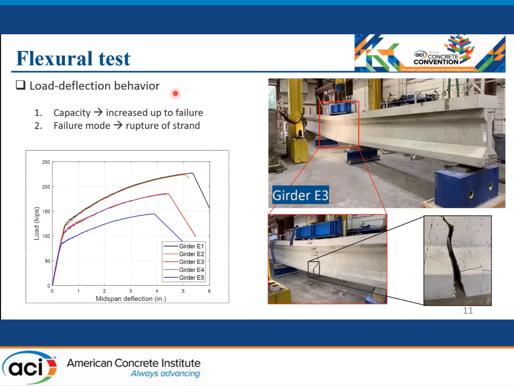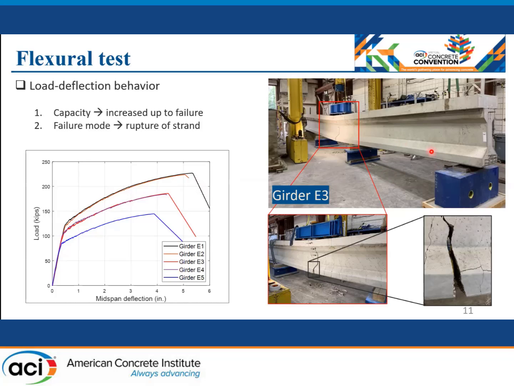Load deflection results. Here's the load versus mid-span deflection. We can see that the capacity increased up to failure, without a yield plateau. So the capacity kept increasing up to failure, and then the failure happened due to rupture of the strands.